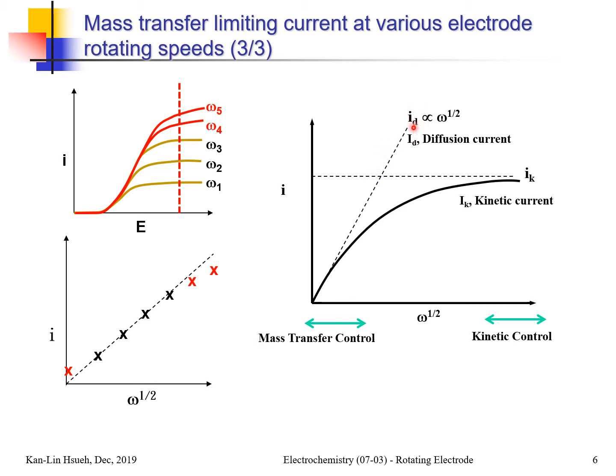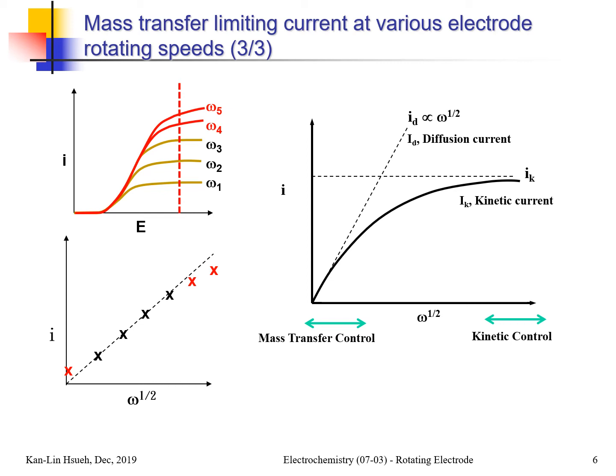The diffusion current, or mass transfer current, is proportional to omega^1/2. But at a higher rotating speed, you shift back to kinetic control. Eventually, it's independent of the rotating speed over here, so gradually it levels out. In this region, it becomes kinetic control. Over here, you have to increase the electric potential further, then we go back.